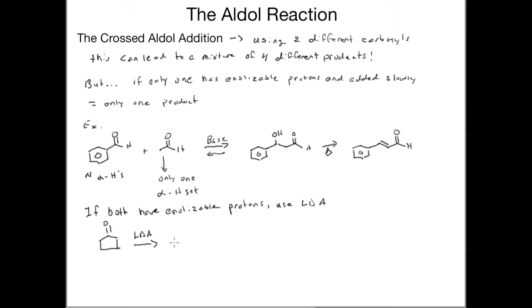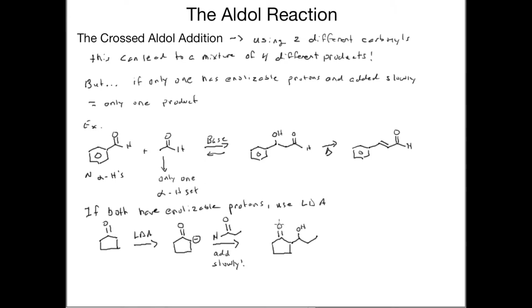And then I'm going to take the other guy that I'm going to use. Even though it has these enolizable protons, you can see to the right of the aldehyde, I'm going to add this guy very slowly. So what I'm looking for is I'm actually going to get addition to the aldehyde first, as opposed to having it deprotonate any of the alpha hydrogens. So now I can form this product pretty securely without having to worry about getting a mixture of products.